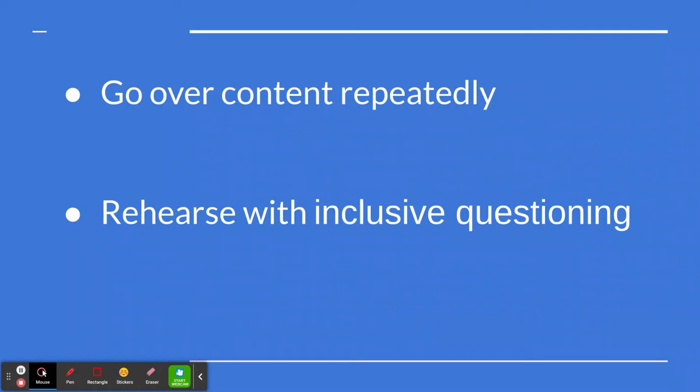So for example, if I say, right, what's a norm? That inclusive questioning means that I am definitely questioning those students who lack confidence. Tell me what a norm is. Give me an example. Okay, apply that to this. They're getting as much rehearsal as possible with that inclusive questioning.